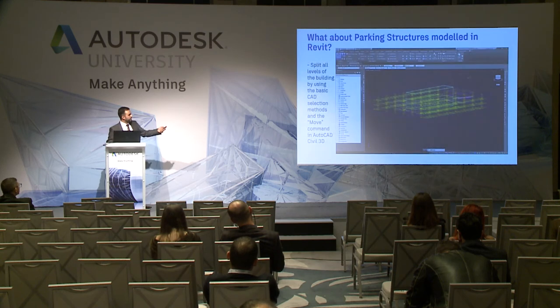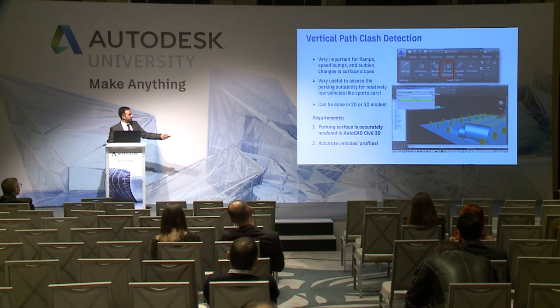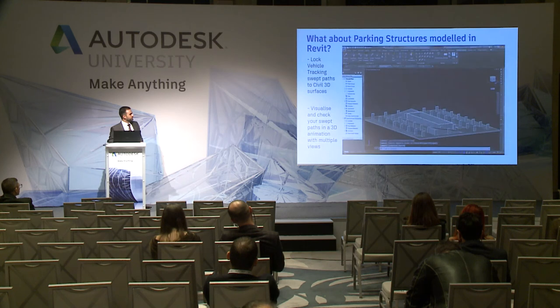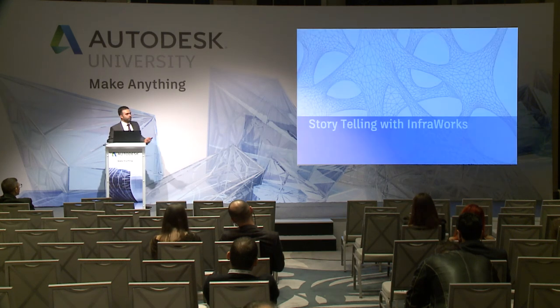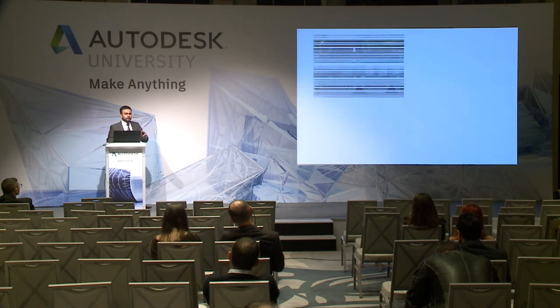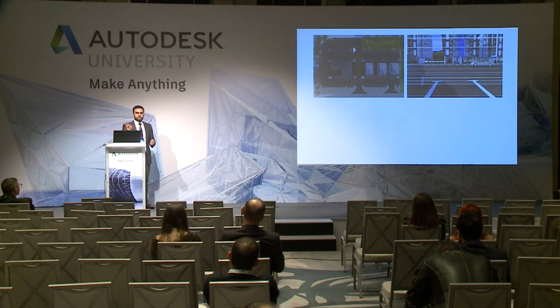Okay. This part I'm going to skip because my colleague Salvatore already covered. It's moving the 3D structure from Revit to Civil 3D, creating the clashes, etc., and showing that there is no clash with the ramp itself.